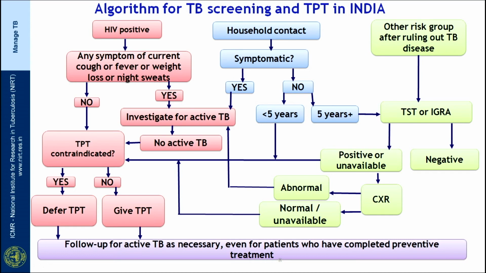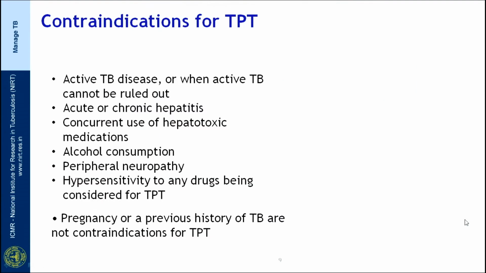But whatever is done, whether TPT is given or not, it is necessary to follow up all individuals for active TB, because TPT, as I said, has an efficacy of approximately 60%. So, even those who are given TPT can develop TB disease, and therefore it is important to identify TB disease early. Regular follow up, not just for TPT treatment adherence but also for the development of TB disease, is necessary for all those who are given TPT or who are not given TPT.